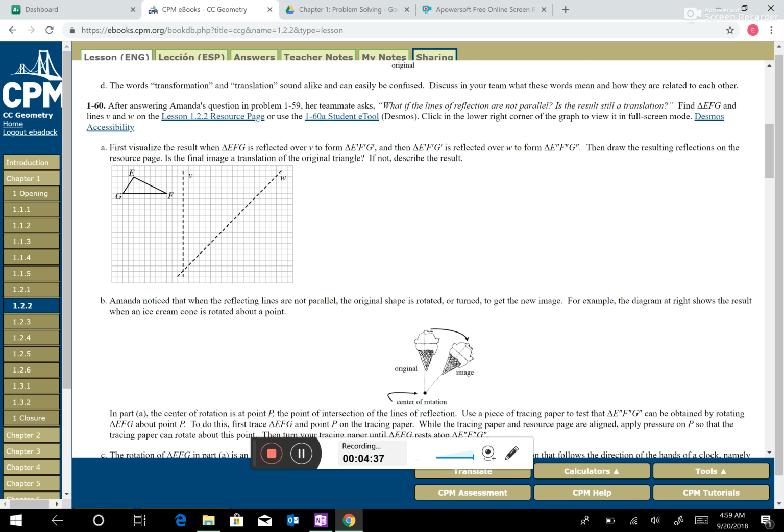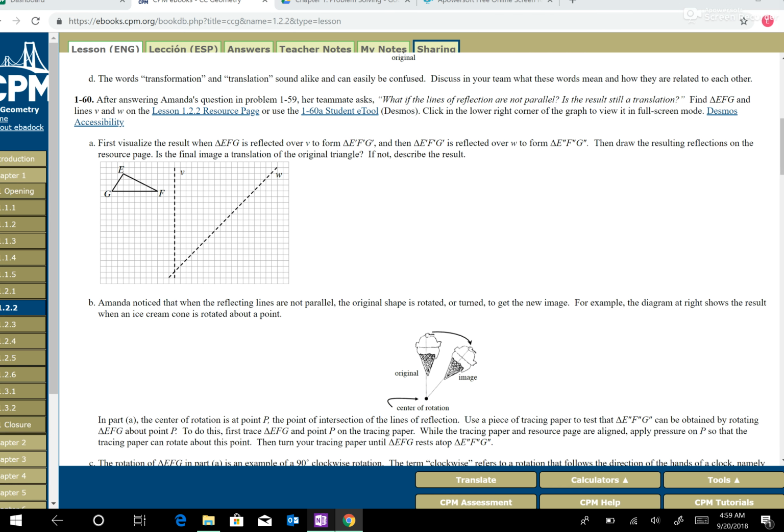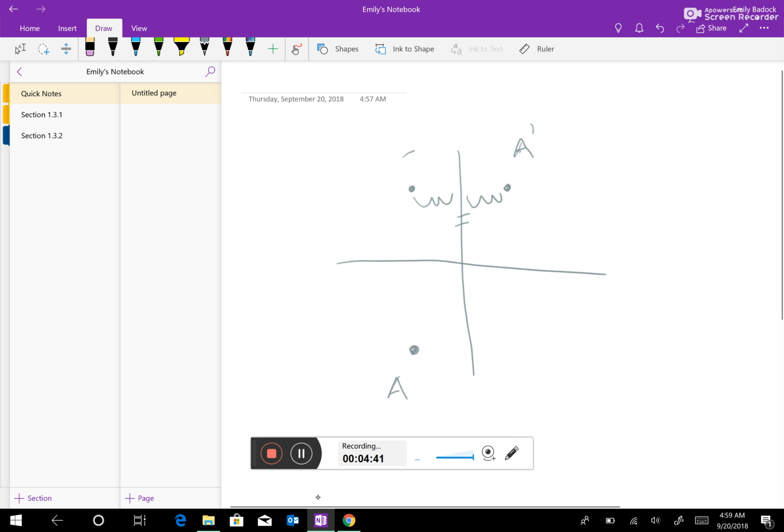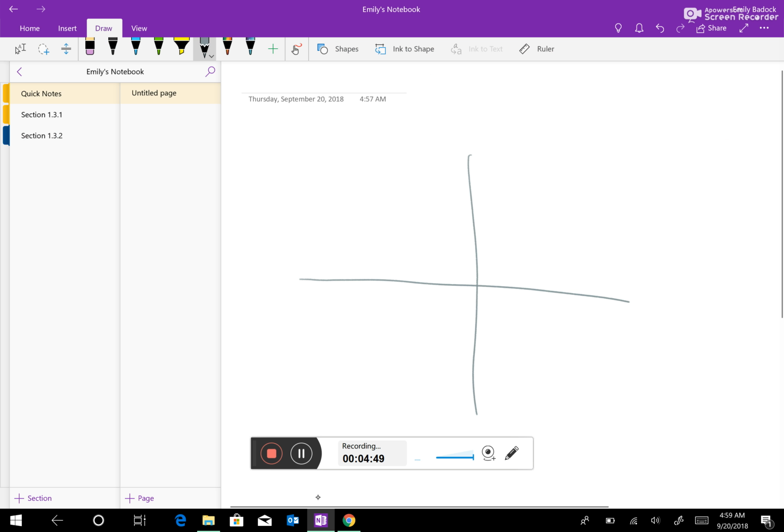And then reflection or rotation, if you remember, if I have this point, let's just call it (-6, 2). If I have that point and I want to rotate it 90 degrees clockwise, that means it's going to be over here.